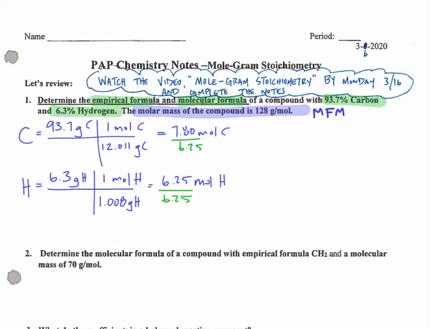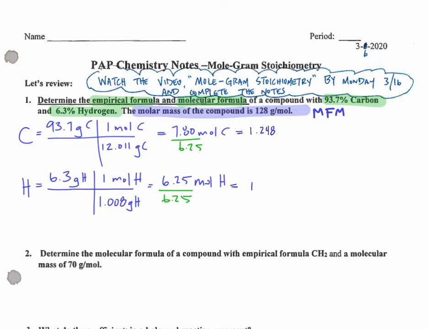When I divide anything by itself, that gives me 1. And then 7.80 divided by 6.25 gives me 1.248. Now, 0.2 is not within 1/10 of the nearest whole number. So now I've got to find the lowest factor that I can multiply it by to get a whole number. So you can try 1.248 times 2, 1.248 times 3, until you get a whole number.